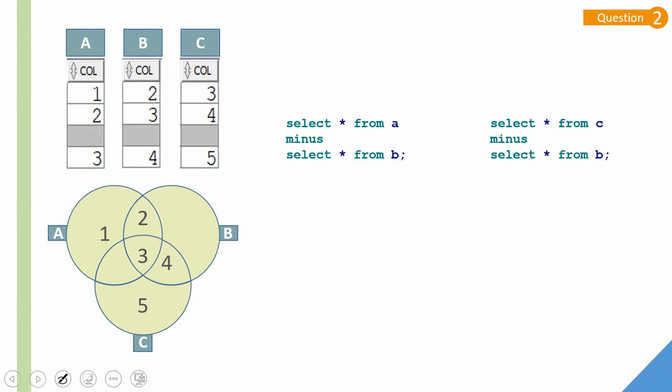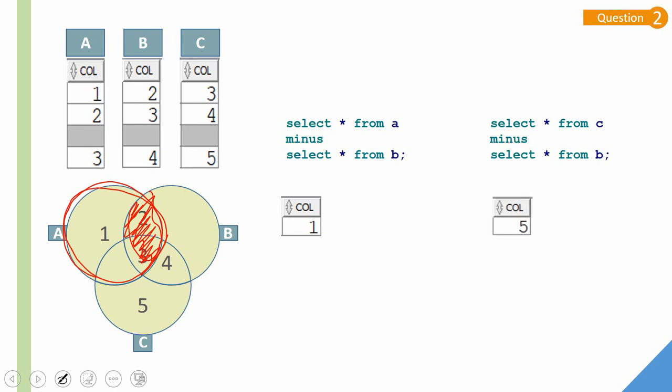Pause the video and think what would be the answer for select star from A minus select star from B, and C minus B. So let's start with A minus B. You will take all the values from A excluding the values from B, so you remove all the common rows with B. In this case, the result would be 1. Similarly, for C minus B, the result would be 5.